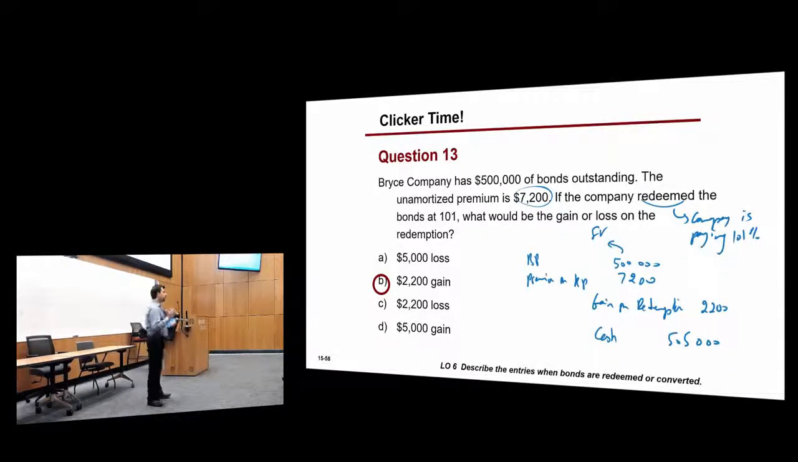Do you understand why it's a gain and not a loss? This is what the company is actually paying. The company is actually paying less than the carrying value. So basically, the company made a gain of 2,200.